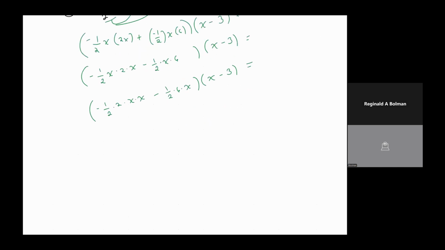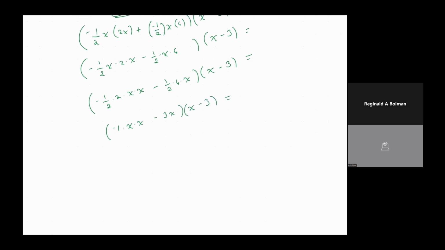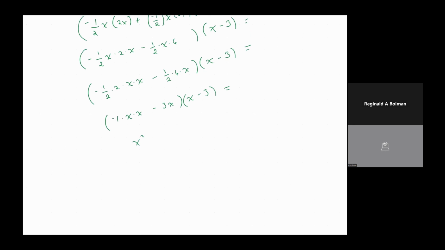Now, negative 1/2 times 2 is just going to be, well, 2 times 1 is 2, divided by 2 is just 1. So you've got 1 times x. 6 times 1/2 is just 3. X doesn't change, and you've got an x minus 3 left over. X times x is x squared. Positive and negative is a negative. 1 times x squared is just x squared. So you've got an x squared minus 3x times x minus 3. Okay, brilliant.